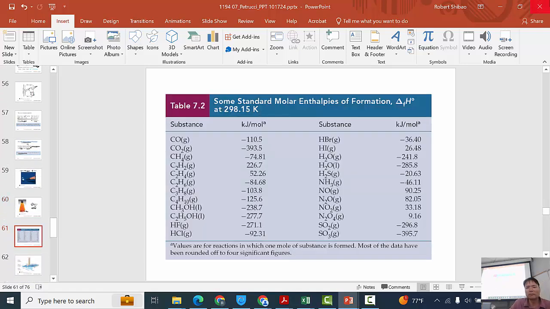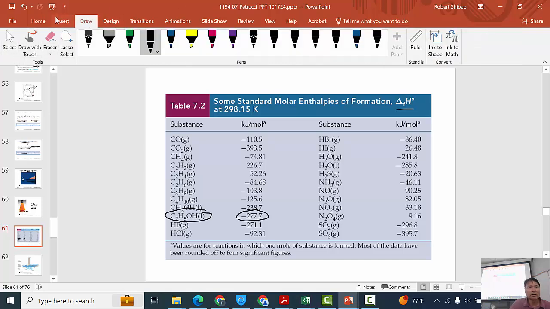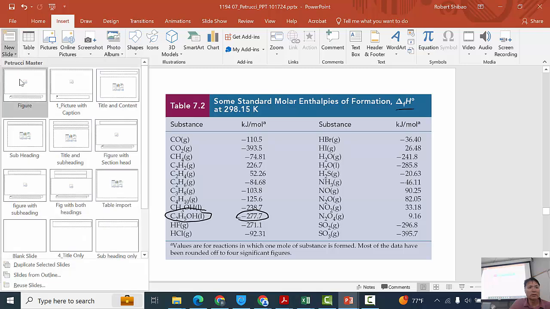So let's pick a couple of these and see what it comes out to. Let's pick ethanol. Ethanol, we see a delta H of formation under standard conditions. This is standard enthalpy of formation of minus 277.7. And so let's go ahead and write what the formation reaction for this looks like. So I'm going to insert that here.